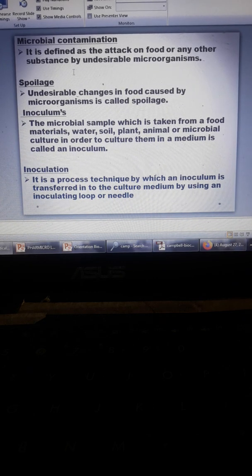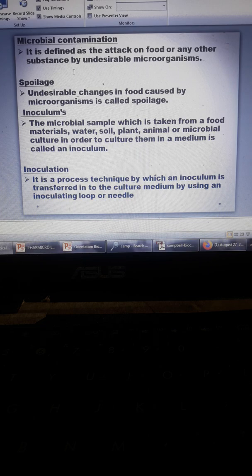Spoilage is the undesirable changes in food caused by microorganisms. With microbial contamination, the food may not yet be spoiled, but it spoils easily. Once it is really spoiled, there can be growth of microorganisms like molds. You can see the molds, so that is already spoilage, and it smells bad. With microbial contamination, the food is not yet spoiled but is already contaminated by bacteria. Later on, it will lead to spoilage.